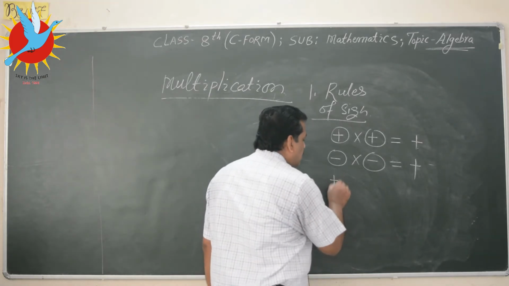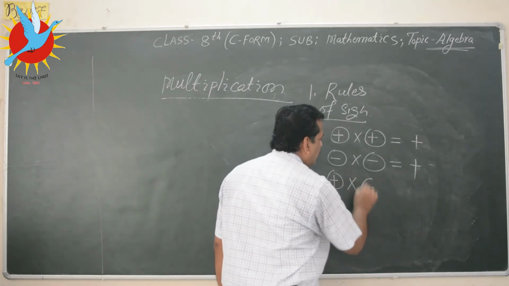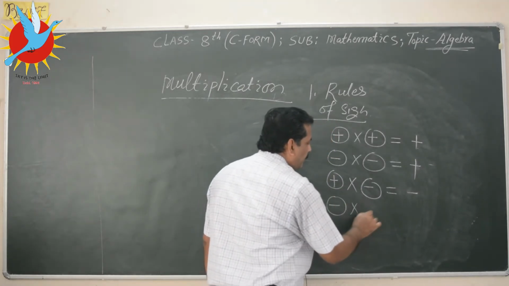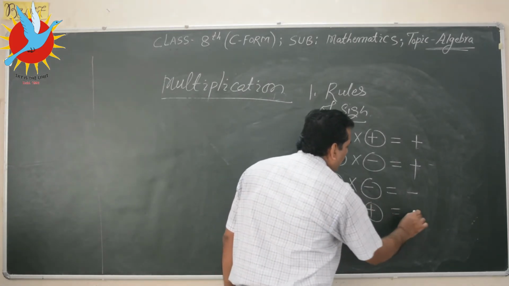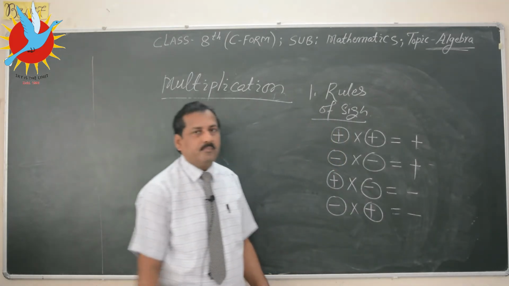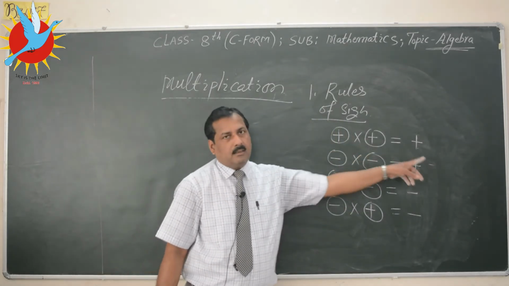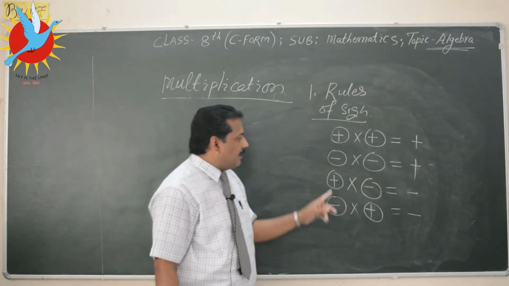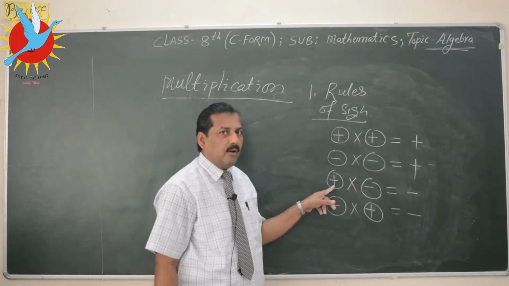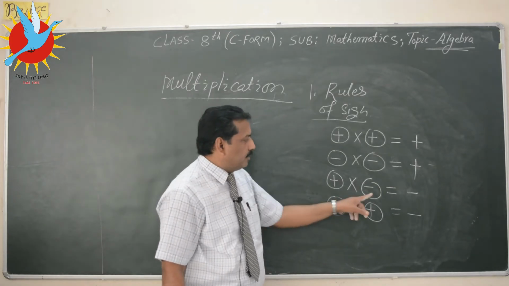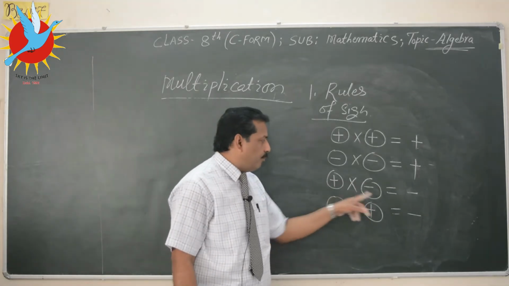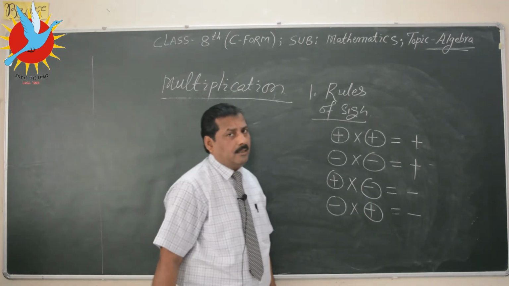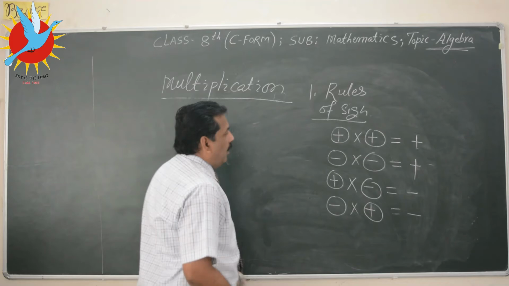And plus multiplied by minus is minus, and minus multiplied by plus is also minus. So the rule is simple. If both the figures are plus, this is plus, and minus minus is also plus. But if one expression or one term is positive and the other is negative, then plus into minus is minus. This is just like simple arithmetic operations. So let us check it.